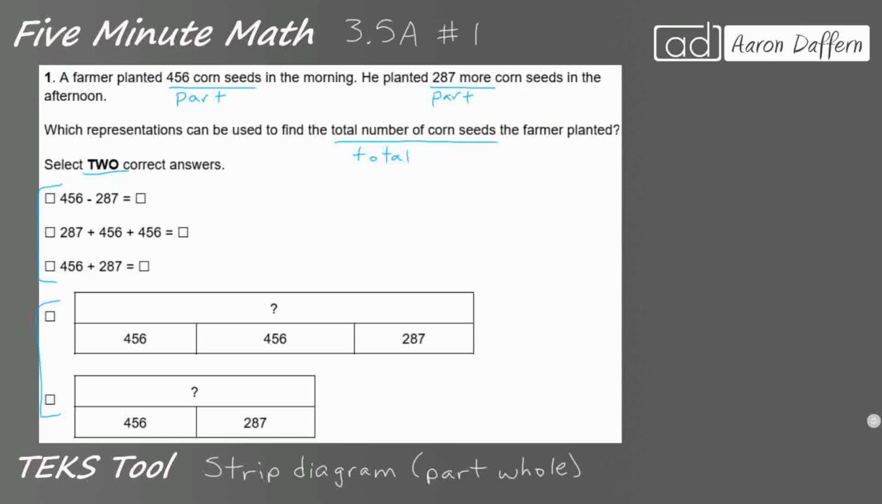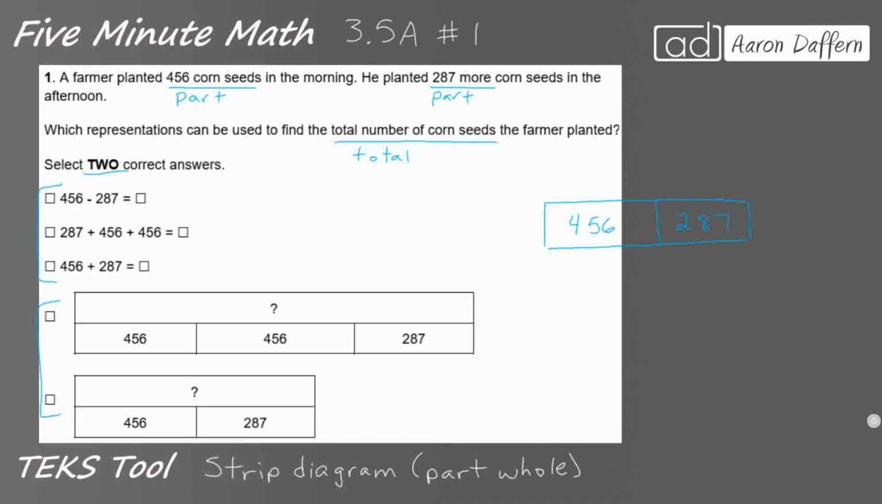So let's take a look at our two parts. So I'm going to draw it like this. So I'm going to just draw a bar like this. I'm going to cut it into two parts. I'm not worried about making it proportional. I'm just going to put my two numbers in there, 456 and then 287.